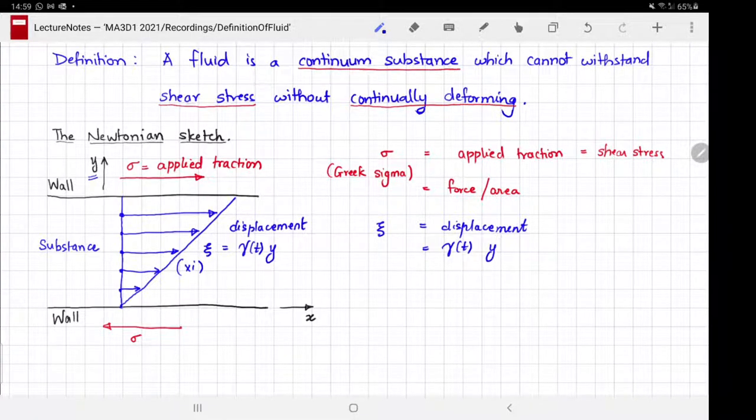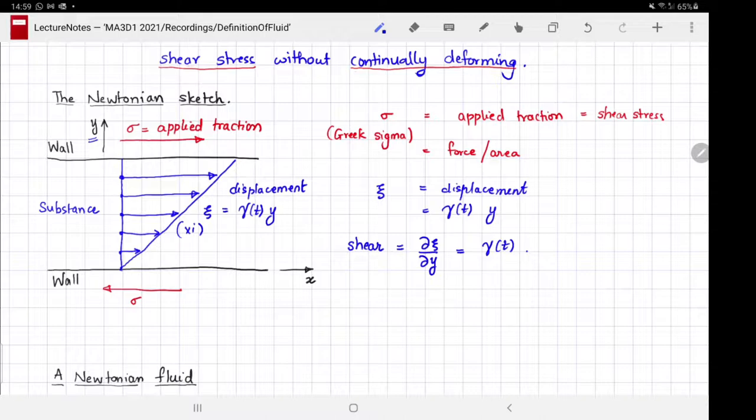Now, according to the definition of shear, shear is a kind of deformation which you can write as when neighboring particles of a substance do not displace the same amount. So the rate of change of displacement with location of those particles is the shear. And that, according to our simple picture, is just gamma of t. So the proportionality constant gamma of t is the shear experienced by the substance, and it is a measure of the deformation of the substance.